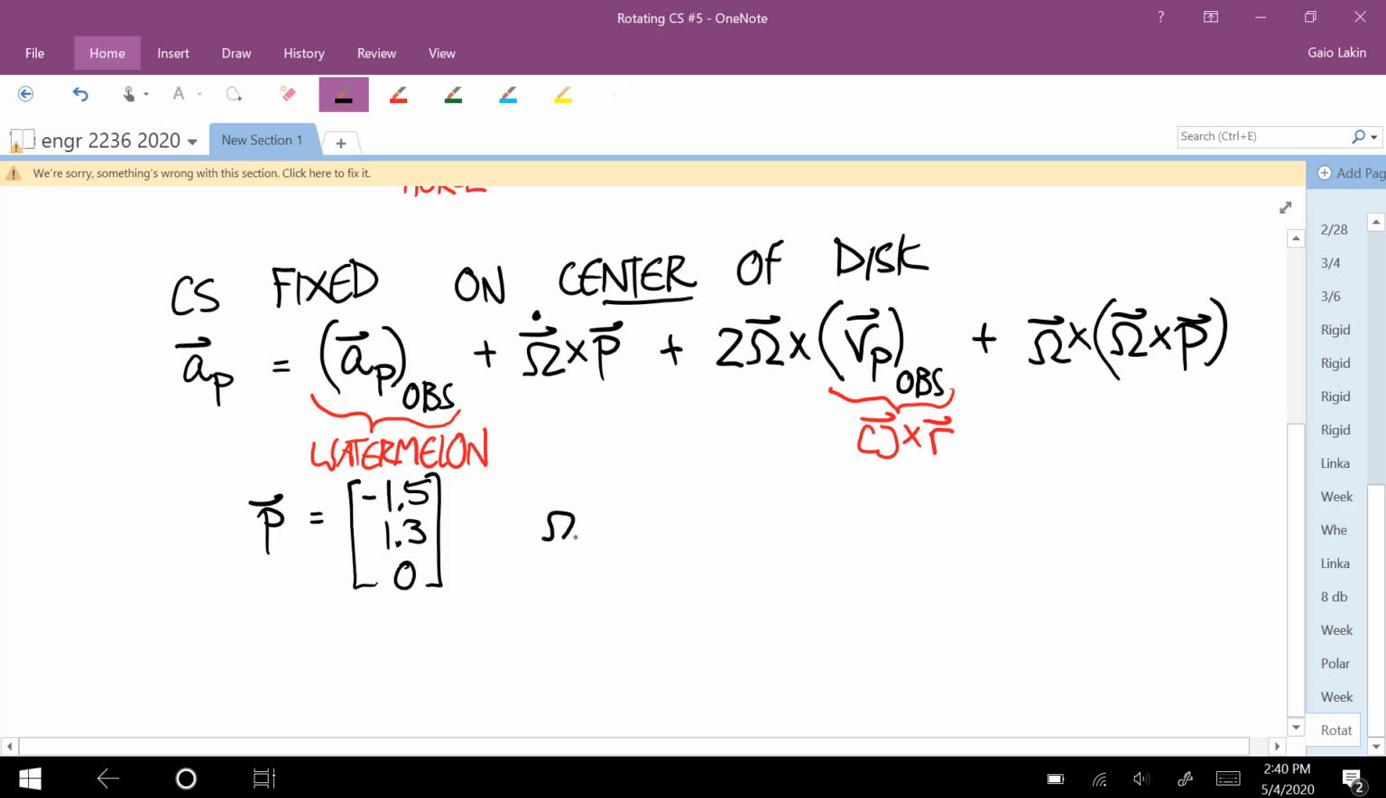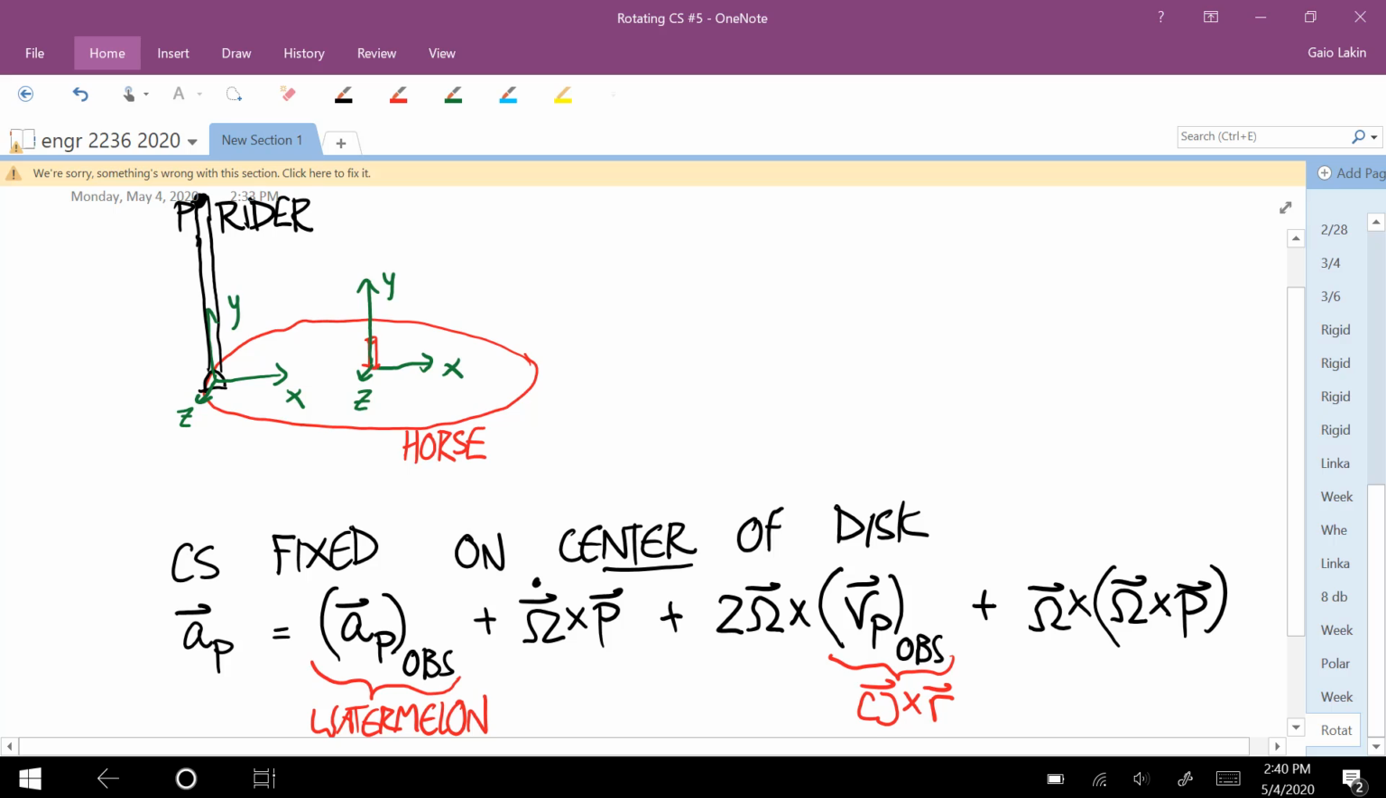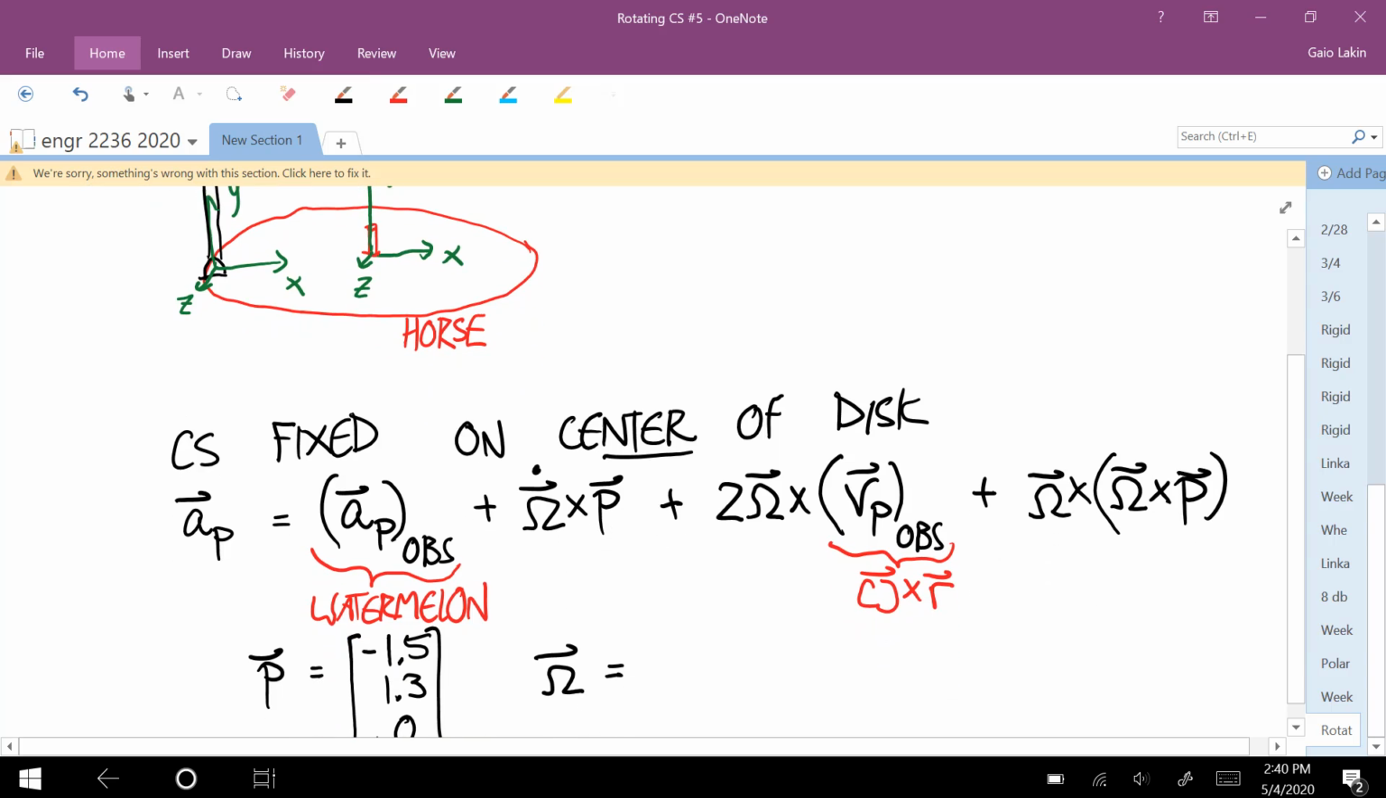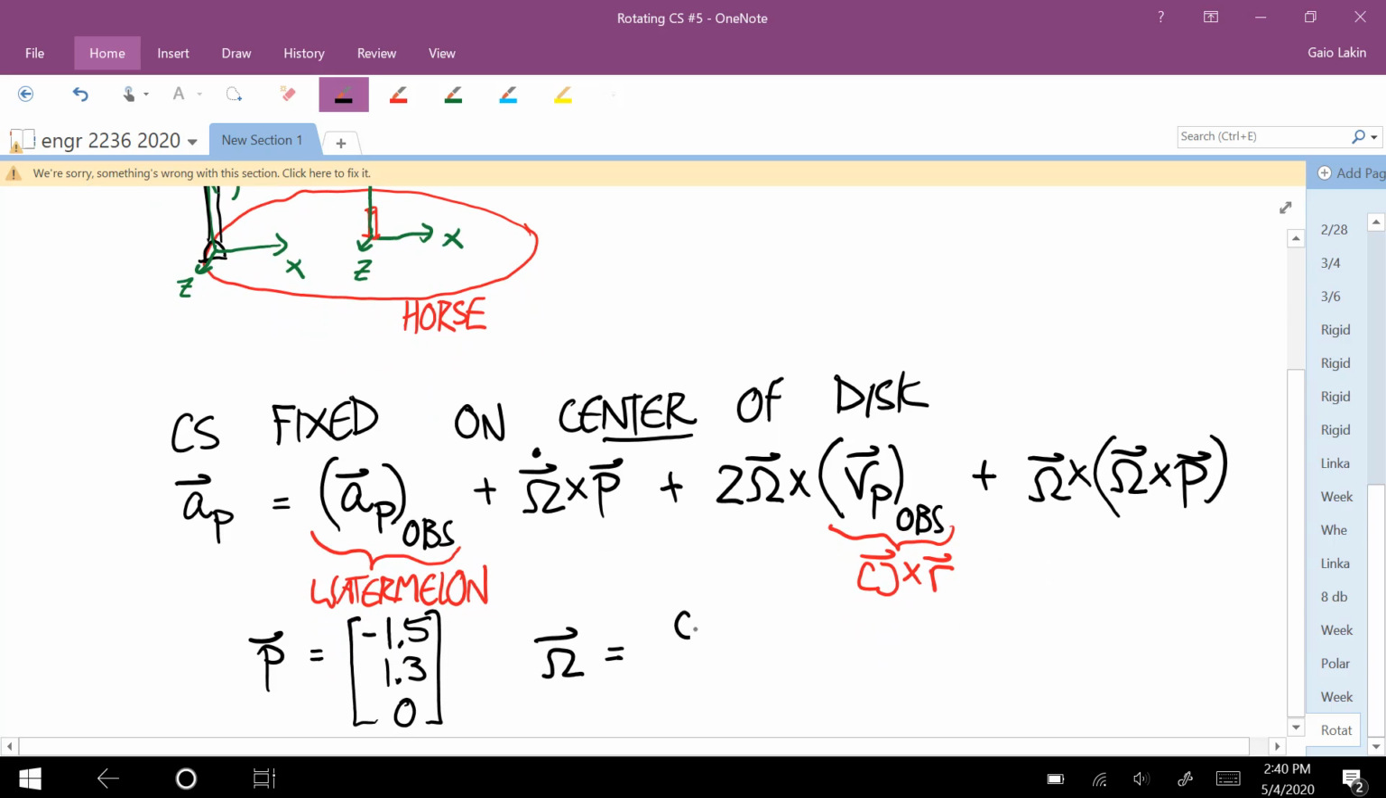The angular velocity of the coordinate system. Well, it says that this disk has an angular velocity of -5 radians per second. That's about the y-axis. So this is going to be 0, -5, 0. And it says that the angular acceleration of that disk is +10. So capital omega dot is 0, 10, 0.